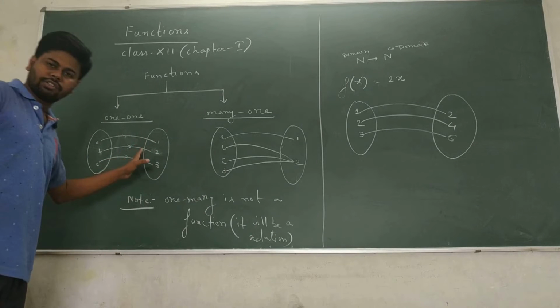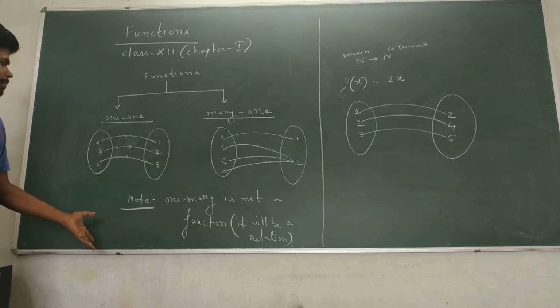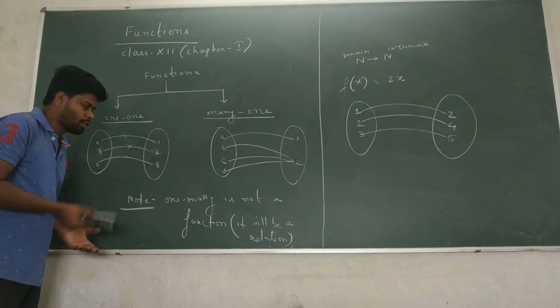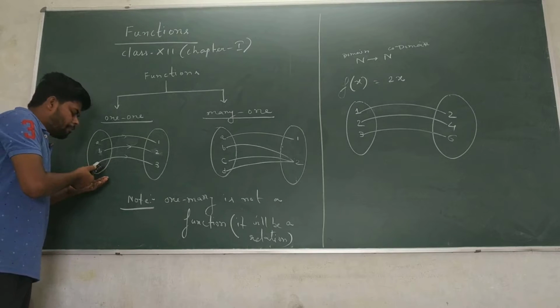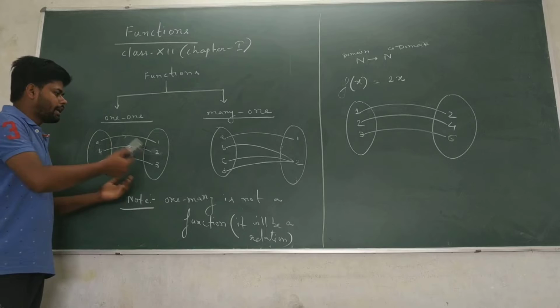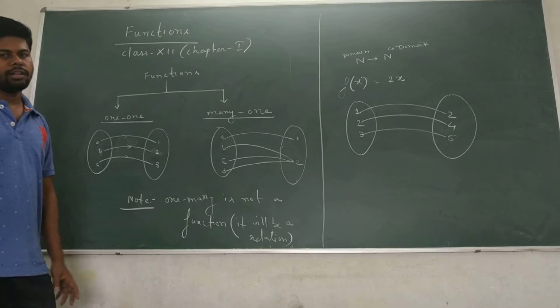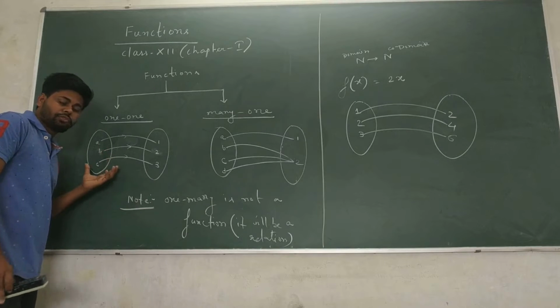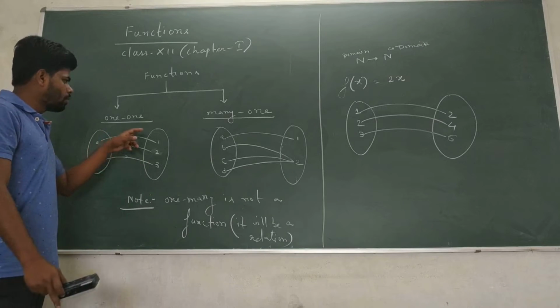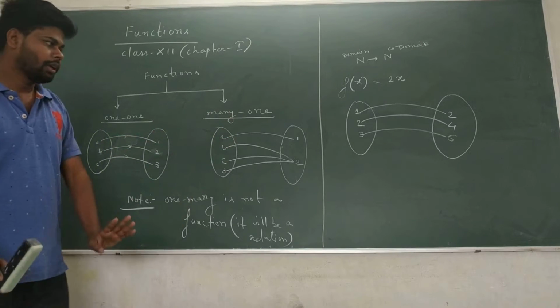Now, this is about functions. The functions are basically working upon two non-empty sets, such that when we put the domain in the function, we get the corresponding image in the codomain on the right side. So functions are of two types: it can be one-one or many-one.